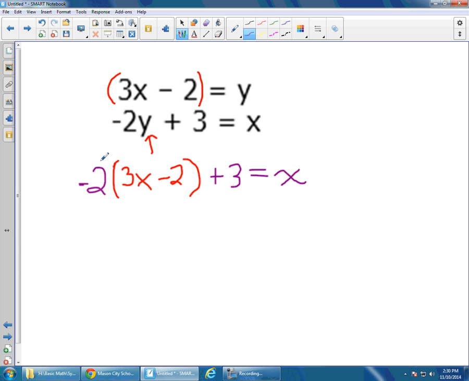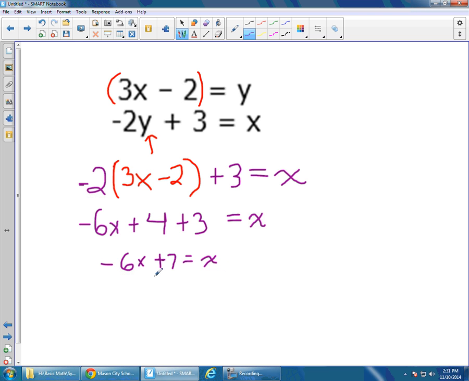Now in this first part, I'm going to distribute the negative 2 to the 3x and then the negative 2. So negative 2 times 3x is negative 6x. Negative 2 times negative 2 is a positive 4. Then I still just bring my positive 3 down here. I have it all equal x. From there, I would combine like terms. I would combine my 4 and my 3 together. I would just bring down my negative 6x. 4 plus 3, it's going to give me 7. That equals x.